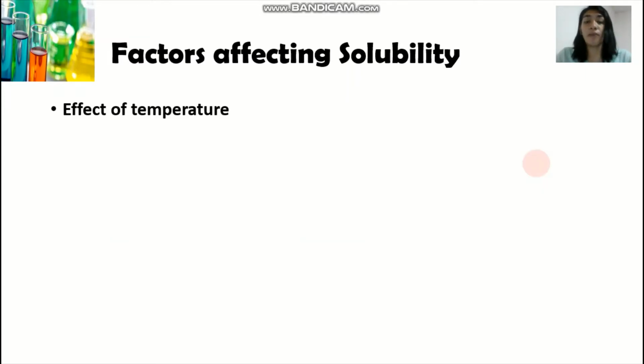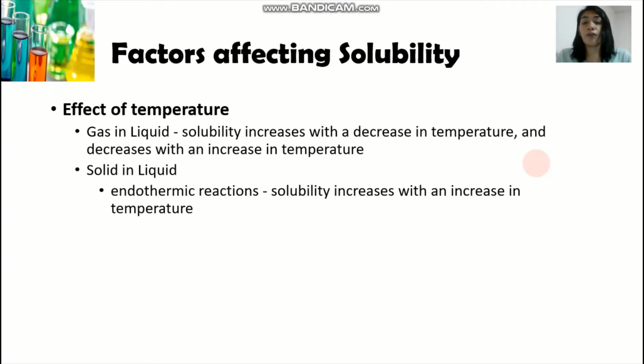Okay, so another factor would be the effect of temperature. For solutions like gas and liquid, the solubility actually increases with a decrease in temperature, and it decreases with an increase in temperature. Okay, so kapag yung gas nilagay niyo sa liquid, mas soluble siya pag mas malamig. Pag nag-increase ka ng temperature, mas hindi siya na-dissolve. Kasi nga, yung gas molecules, pag nag-apply kayo ng heat, yung gas molecules would be moving around. So, mas mahirap siyang ma-dissolve.